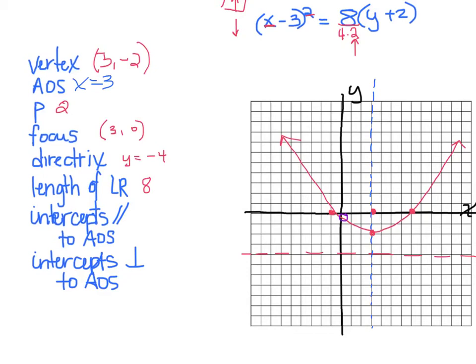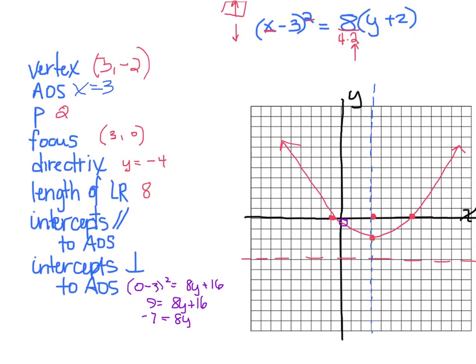So my y-intercept is where x equals 0, so I'm going to plug that in. 0 minus 3 squared equals, I'm going to distribute, 8y plus 16. This is 9 equals 8y plus 16. I'm going to subtract 16, and then I'm going to divide by 8, so my y-intercept is going to be (0, -7/8). And then I'm going to visualize it, and that looks about right.